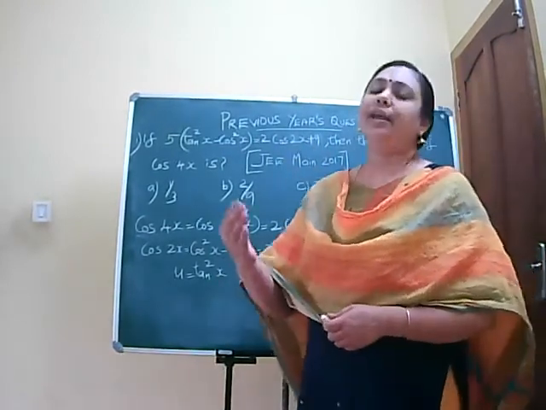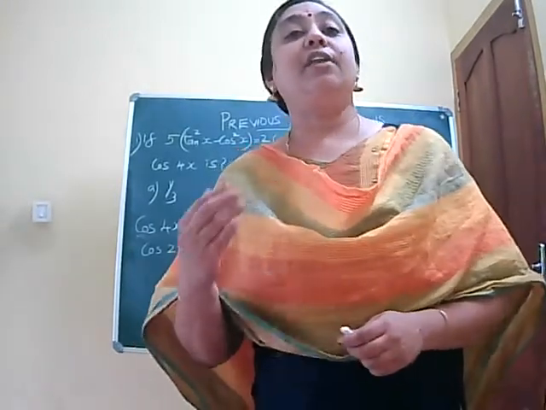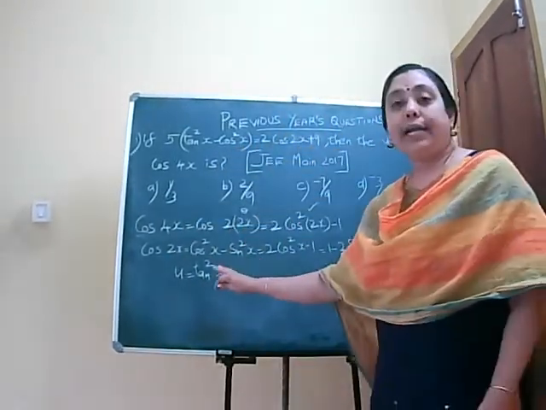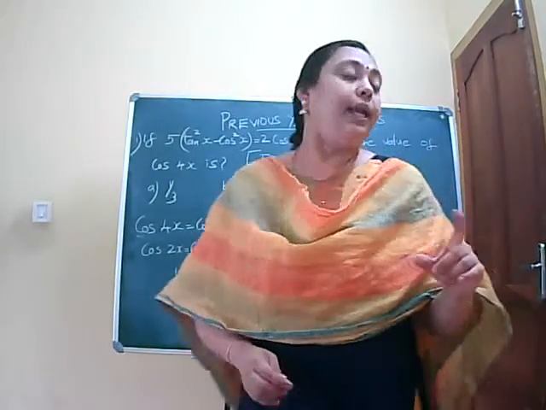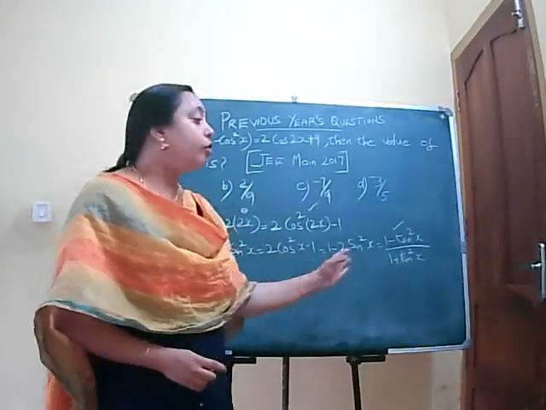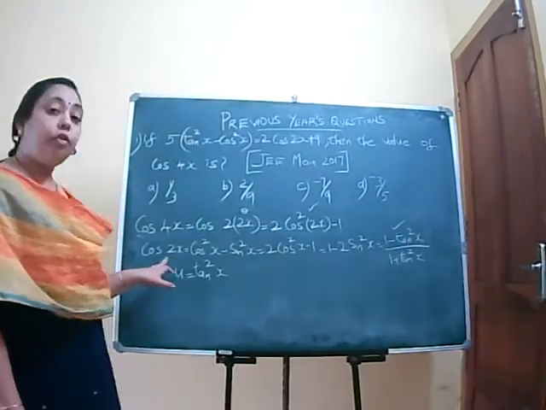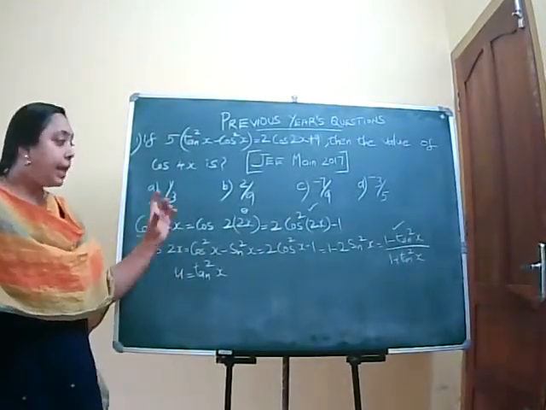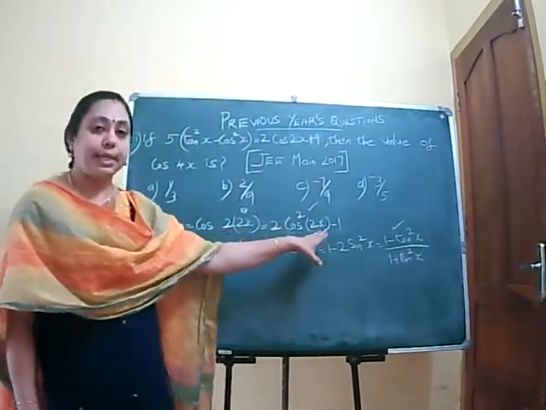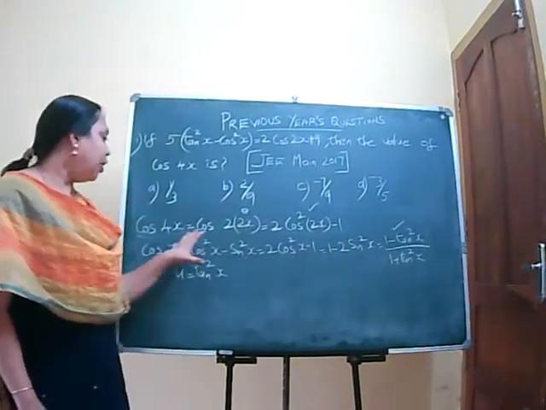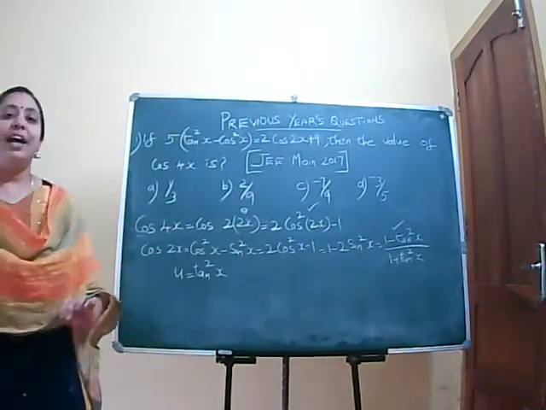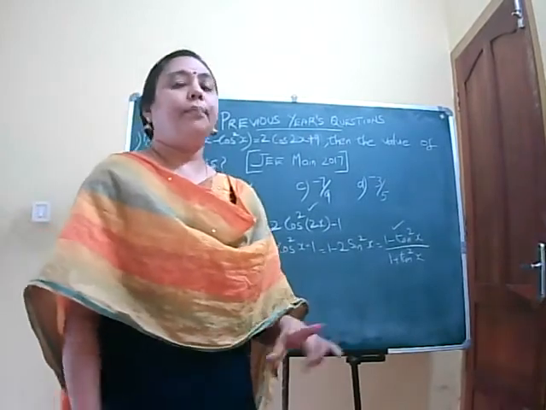Let's just solve it, then we get the value of tan square x. Then apply the value of tan square x here. Then we get the value of cos 2x. Then apply the value of cos 2x here. Then we get the value of cos 4x. That is the procedure.